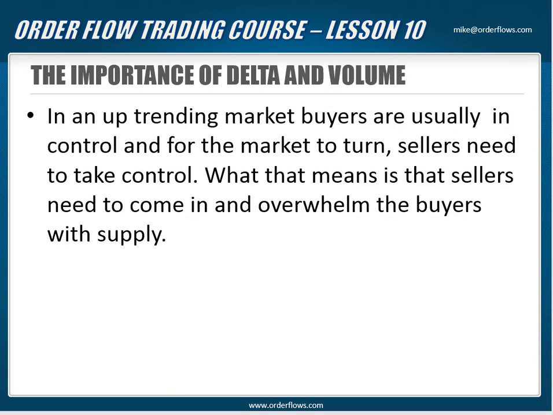So in an uptrending market, buyers are usually in control, and for the market to turn, sellers need to take control. What that means is that sellers need to come in and overwhelm the buyers with supply, which is the opposite of a downtrending market. But in an uptrending market, you need either new supply or new sellers to come into the market and offer inventory to the buyers that is going to overrun the buying in the market.